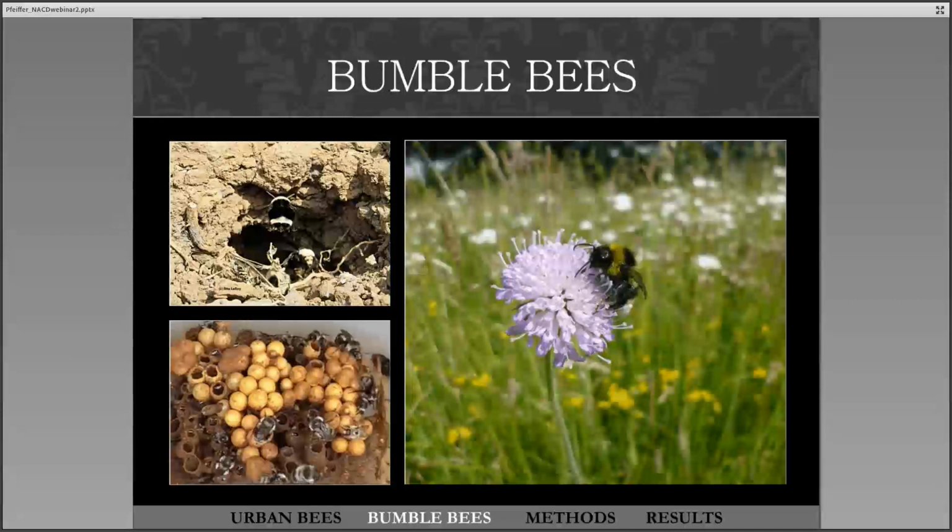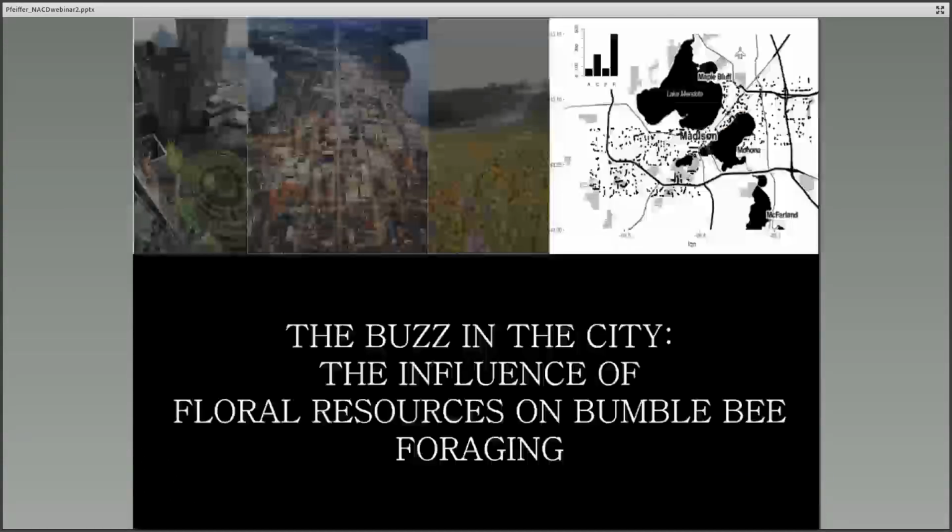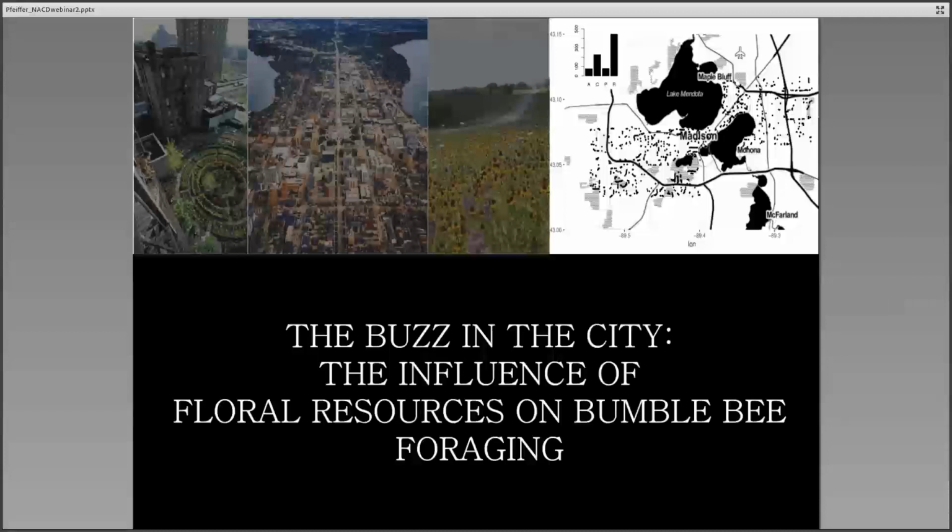Bumblebees are bigger bodied and more mobile. They can fly longer distances foraging. And they tend to use excavated cavities like old rodent burrows for their habitat. So in my next study, I worked on a project to learn more about bumblebee foraging in particular.